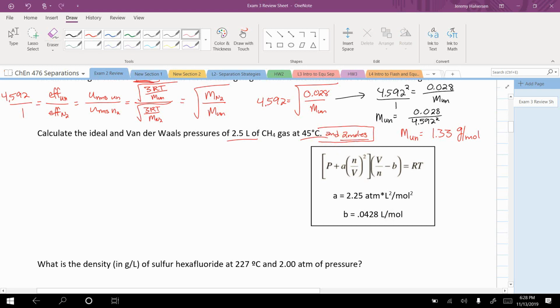Okay, I'm going to do the ideal one. Okay. So we know that PV equals nRT, so P equals nRT over V, which is going to be 2 moles.